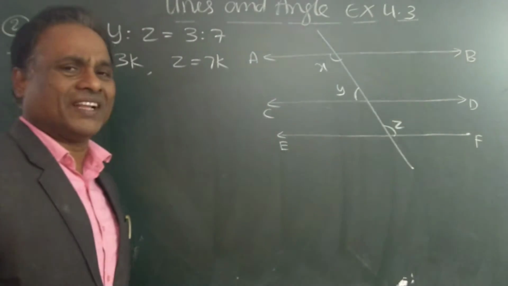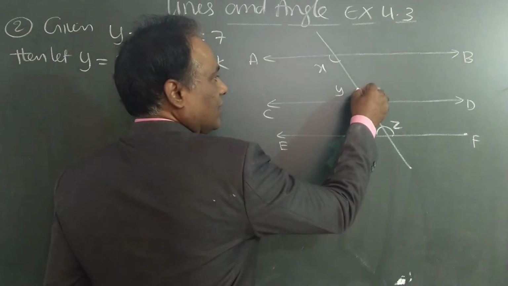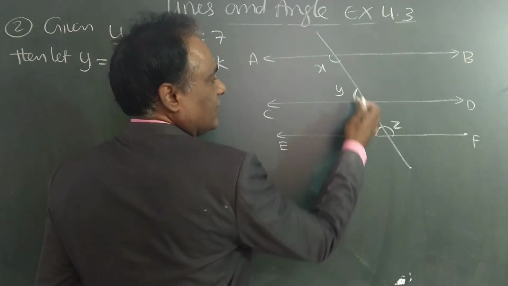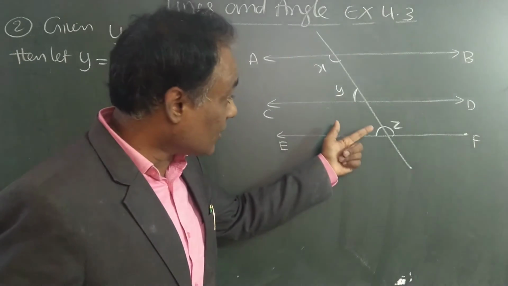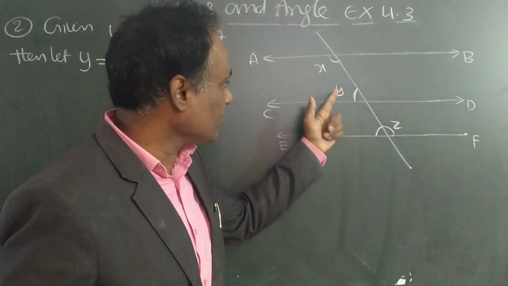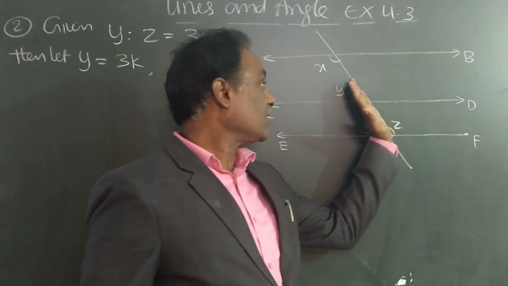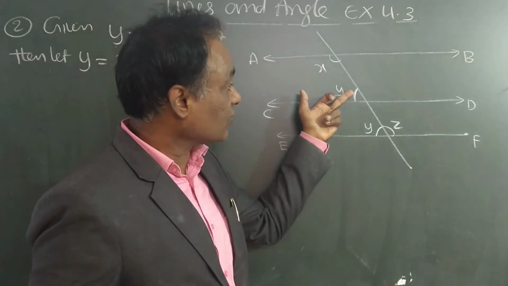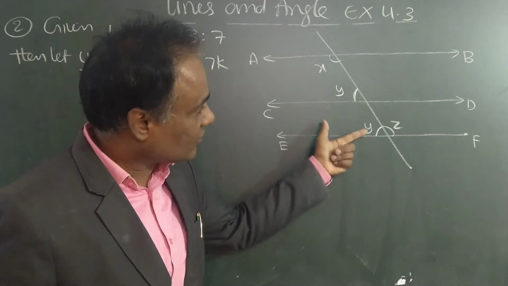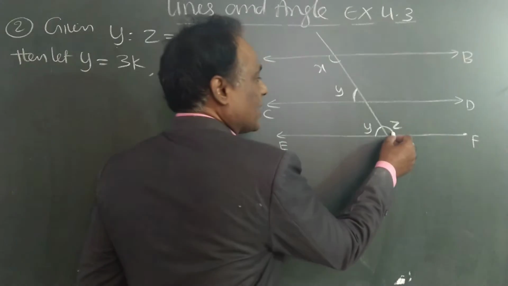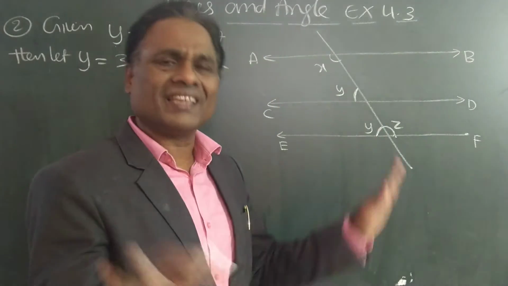In another way also I will explain, students. This and this are equal because these are corresponding angles. This is equal to this. That means if this is y, this is also y. Angles on the same side of the transversal, one exterior and one interior, are called corresponding angles. Next, what is the total angle on a straight line? 180 degrees. So y plus z is 180.